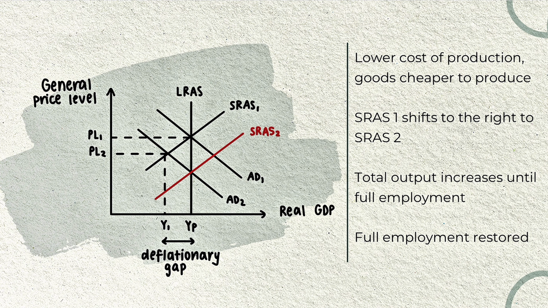And due to the cheaper nature of resources such as wages and raw materials, SRAS shifts to the right from SRAS1 to SRAS2. The total output of the economy increases from Y1 to YP, and prices will fall further from PL2 to PL3. And at this level, full employment is restored.